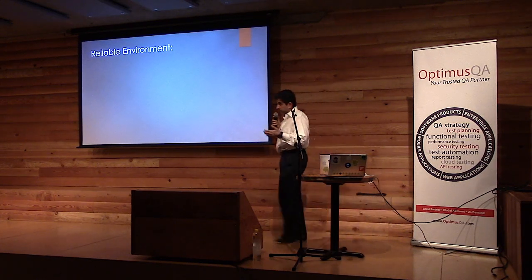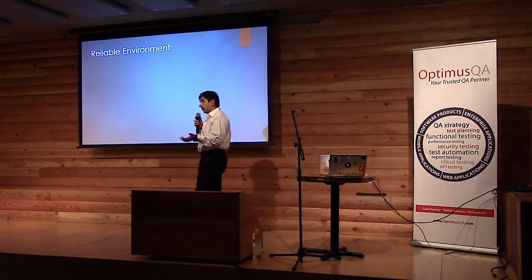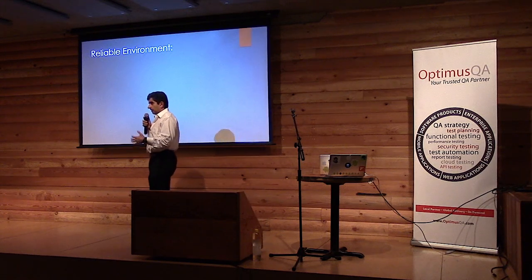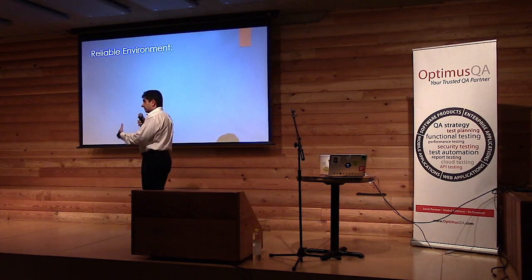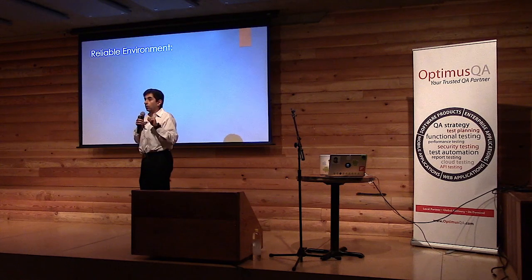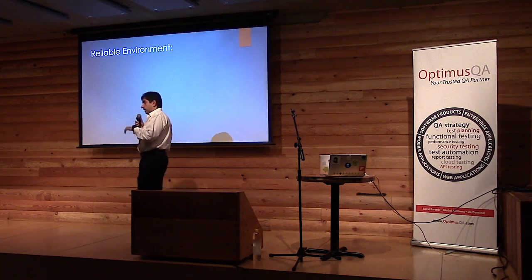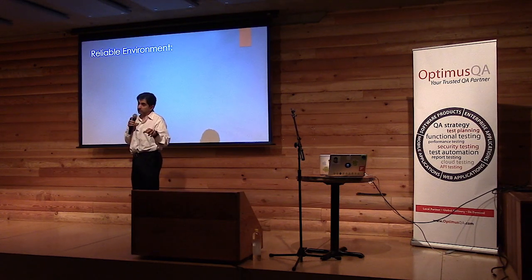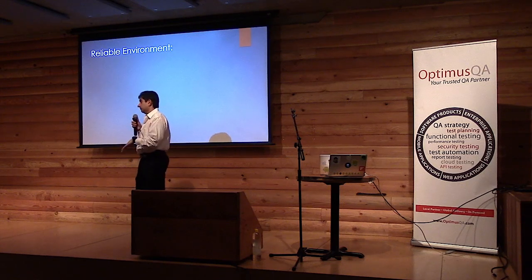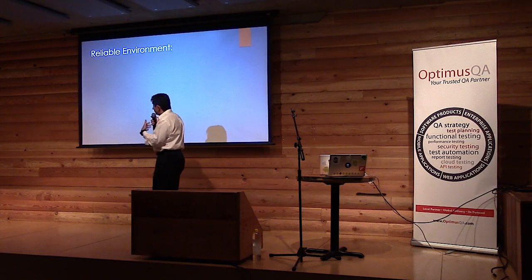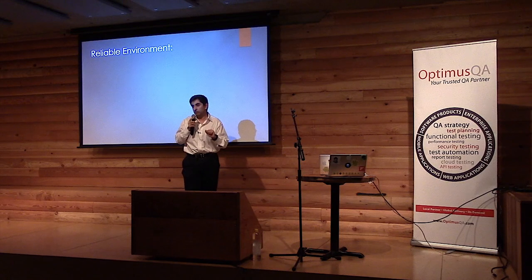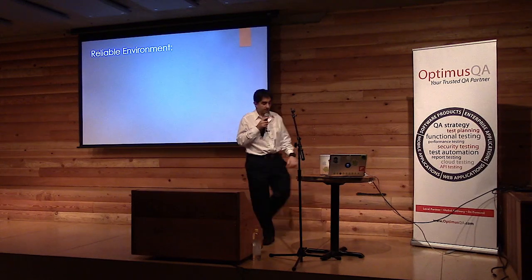One of the biggest reasons for test failures is unreliable environments, meaning something in the environment has been configured improperly, or some test has modified the environment for a certain action and has not set it back. So building a reliable environment is extremely important.